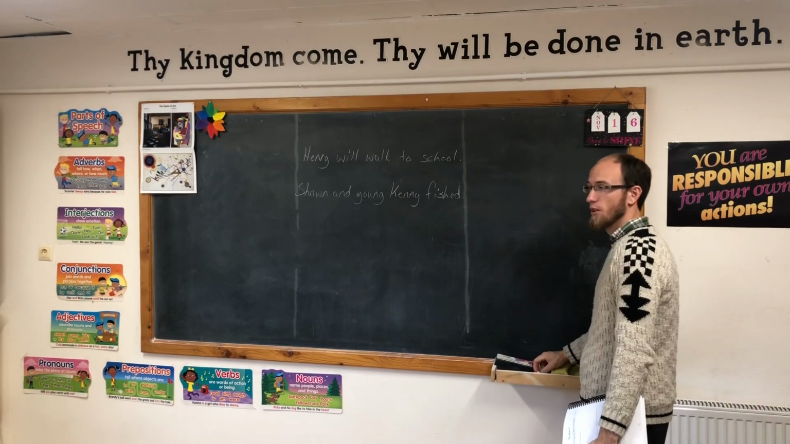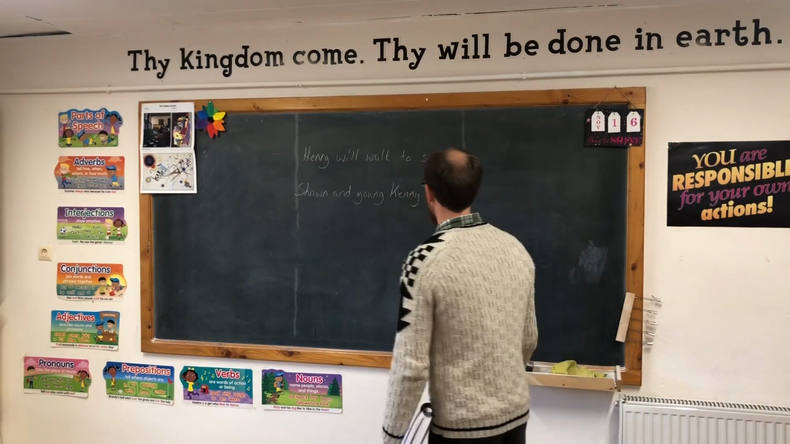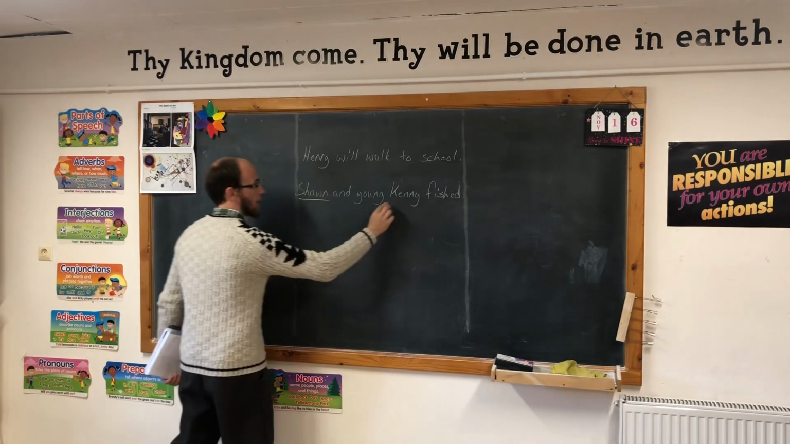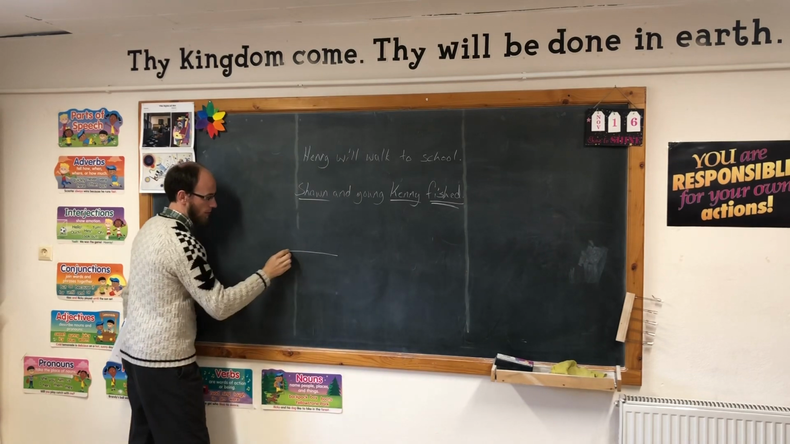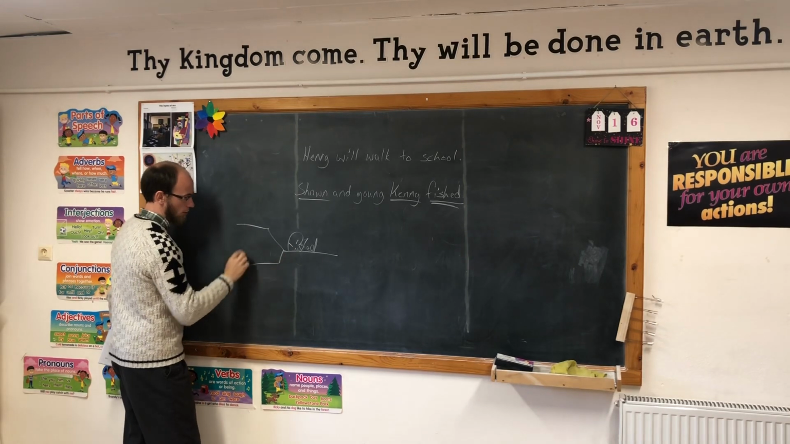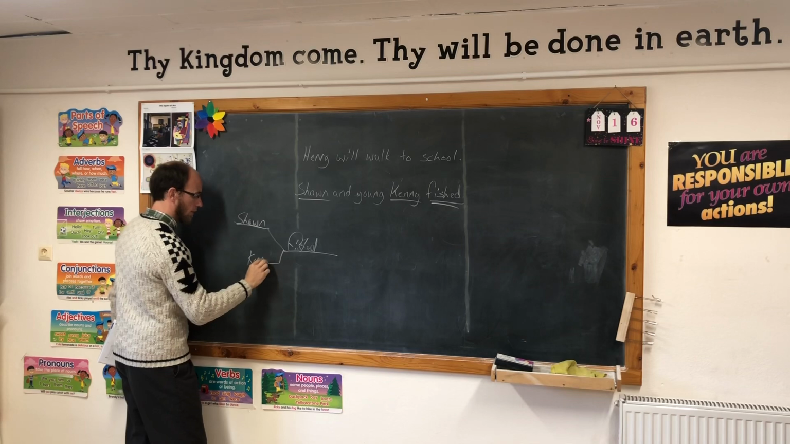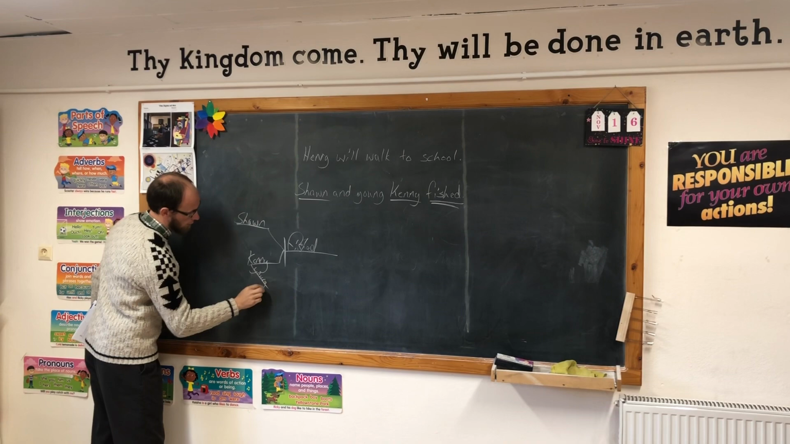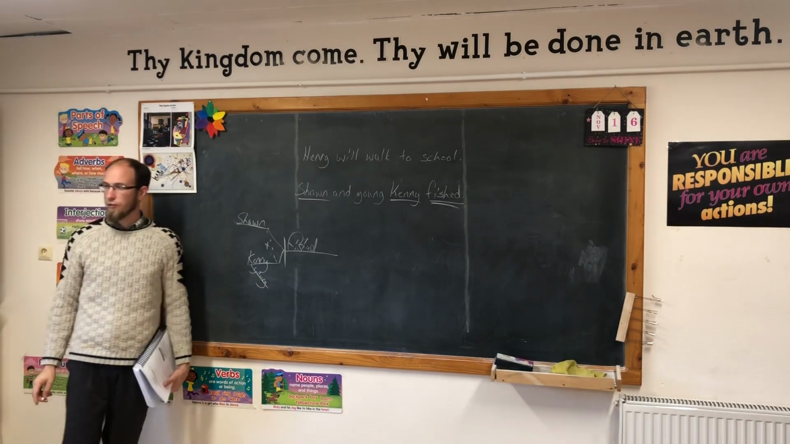What tense is it? Future tense. Perfect. And let's diagram this one. Sean and young Kenny fish. What's the subject? Sean and Kenny. Sean and Kenny. And the verb? Fish. So. Fish. Fork. Sean. Kenny. And it's young. Sean and young Kenny fished.